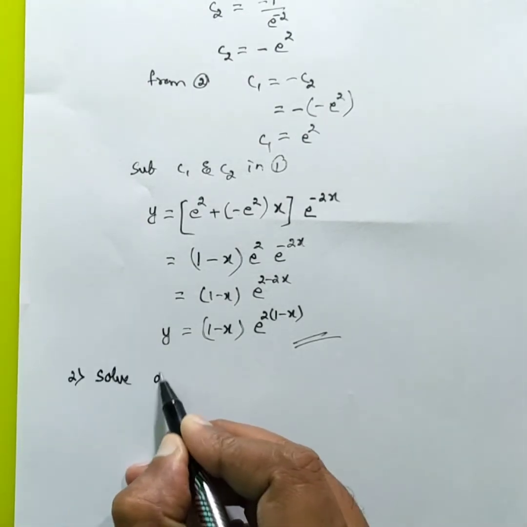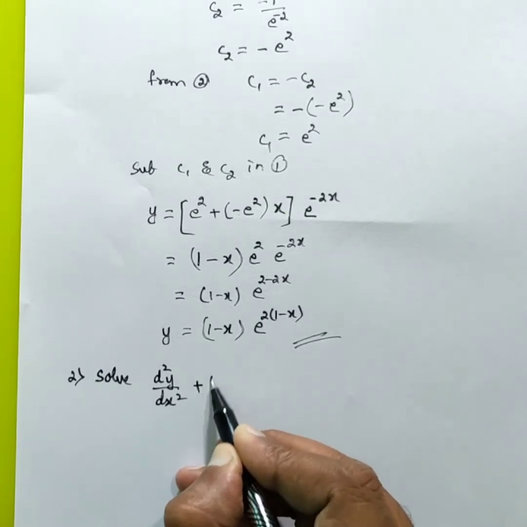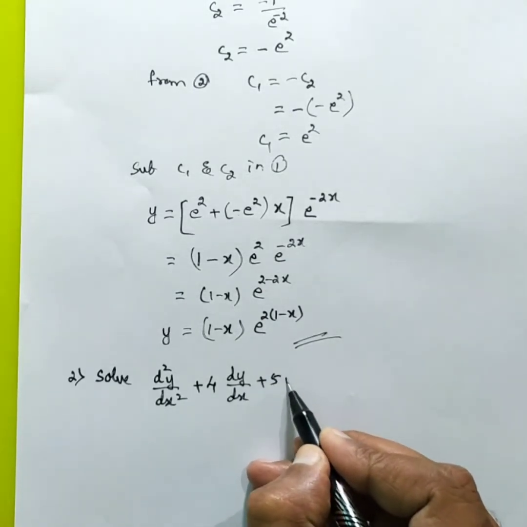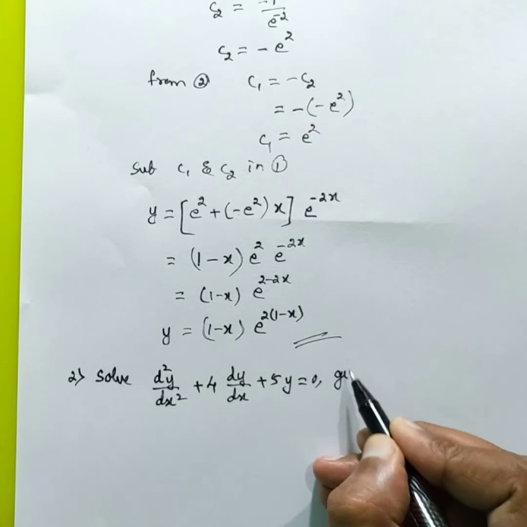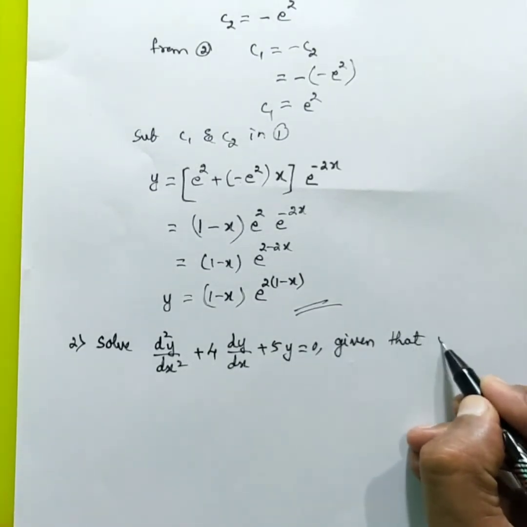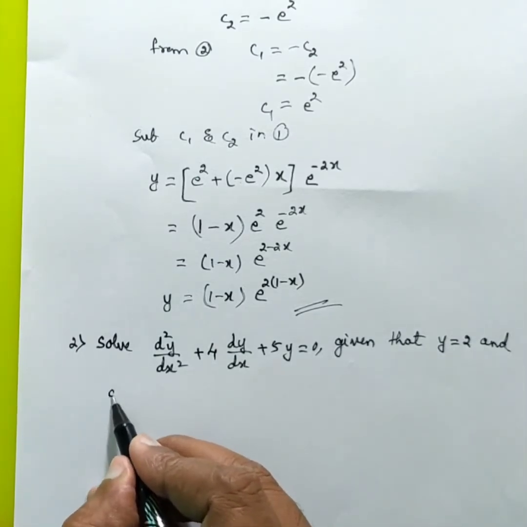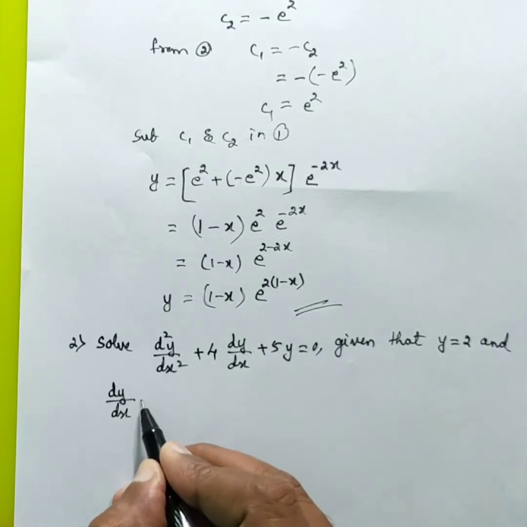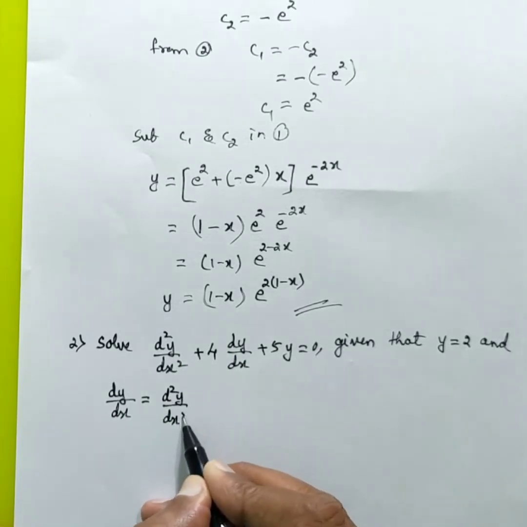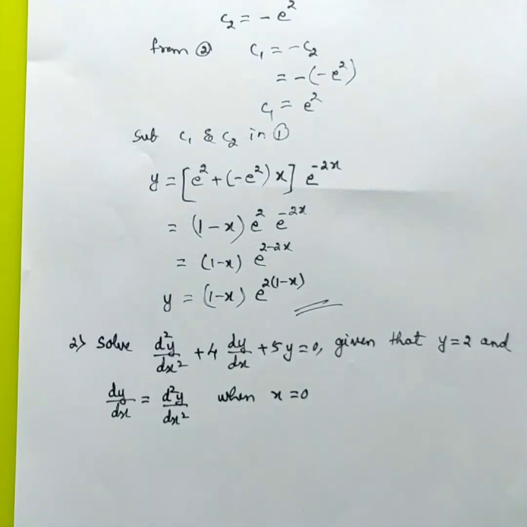Solve d square y by dx square plus 4 times dy by dx plus 5 times y equals 0. Given that the value of y equals 2 and dy by dx equals d square y by dx square when the value of x equals 0.